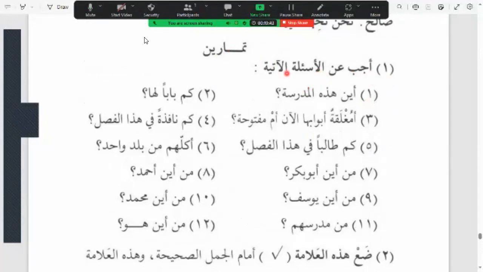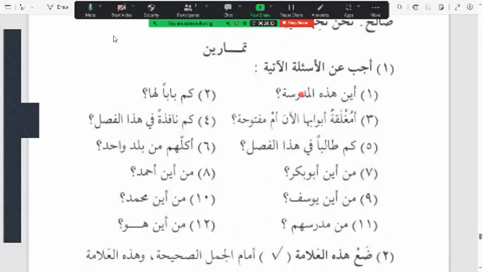Ajib an as'ila al-atiya. These are some questions. We are going to answer the following questions from the passage. The more you understand the passage, the easier it is to answer the questions. We're not going to answer all of them, but I'm just going to pick some of the questions that I feel you can also take note of.